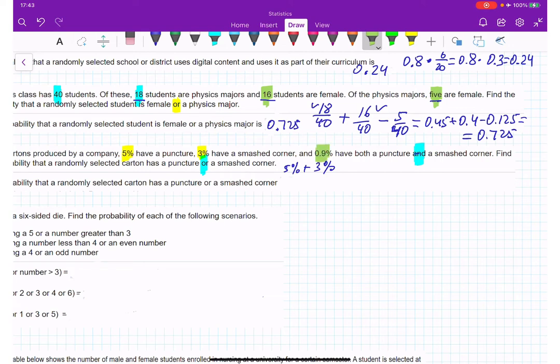0.9% has both, which means I need to subtract to eliminate the duplicate, minus 0.9%, and that is going to give me 7.1%.